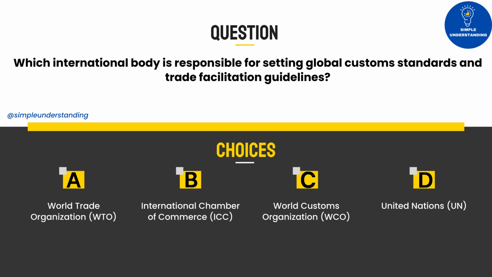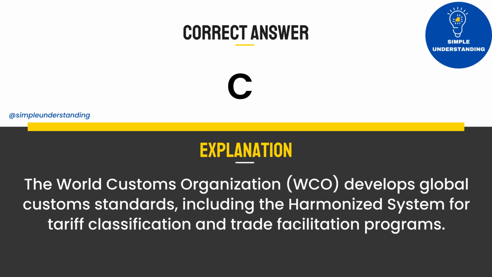2. Which international body is responsible for setting global customs standards and trade facilitation guidelines? A. World Trade Organization, WTO. B. International Chamber of Commerce, ICC. C. World Customs Organization, WCO. D. United Nations, UN. Correct answer: C. World Customs Organization, WCO. Explanation: the World Customs Organization, WCO, develops global customs standards, including the harmonized system for tariff classification and trade facilitation programs.